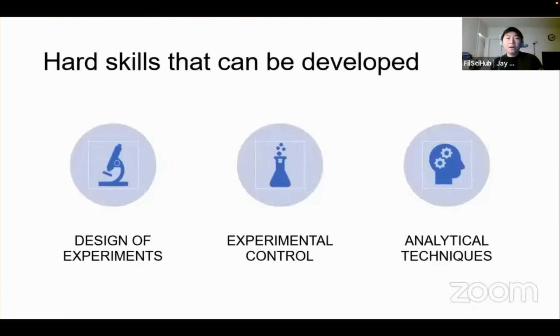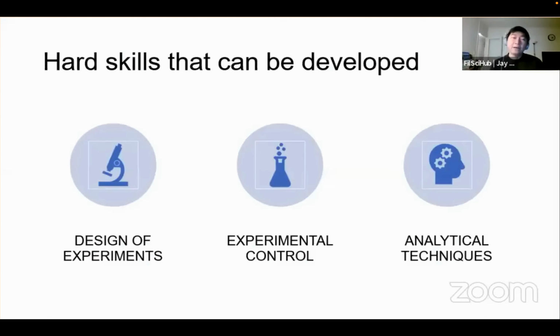So, when we're talking about experimental design, there are hard skills that can be developed or must be developed in order to come up with a very sound and fit for purpose experimental design. And three of those are the design of experiments, the experimental control, and the analytical techniques.